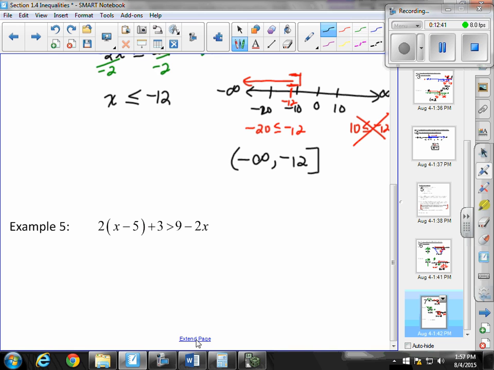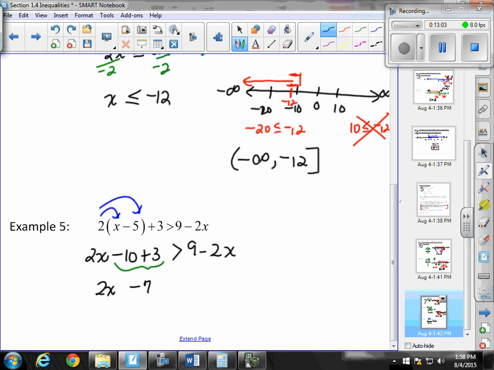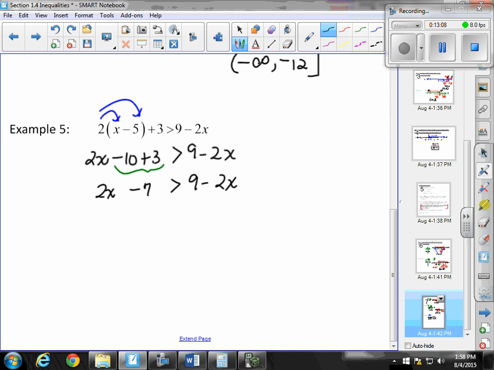One more inequality. This time we need to distribute to get rid of the parentheses first. 2x minus 10 plus 3 is greater than 9 minus 2x. I have some like terms here. I can combine my like terms. 2x minus 10 plus 3 is minus 7, is greater than 9 minus 2x. I need to get my x's together. I'm going to add 2x to both sides of the inequality. 4x minus 7 is greater than 9.